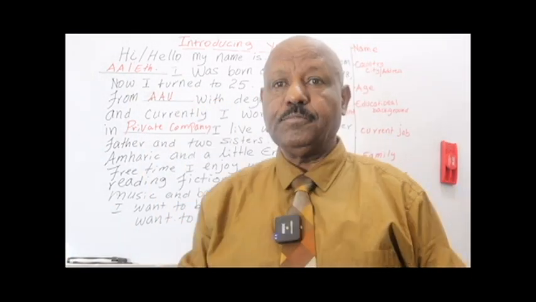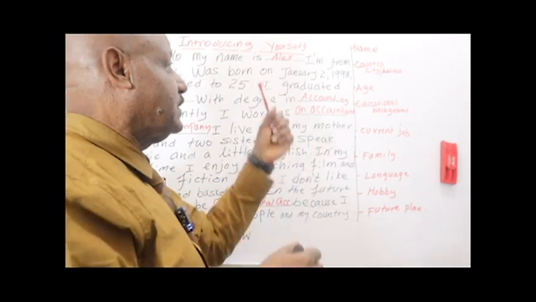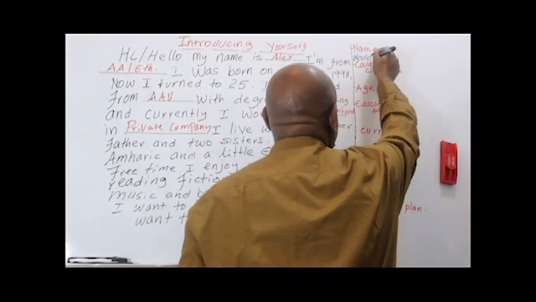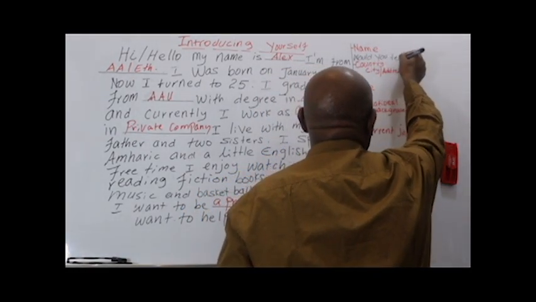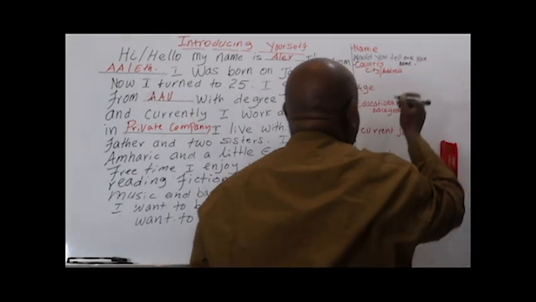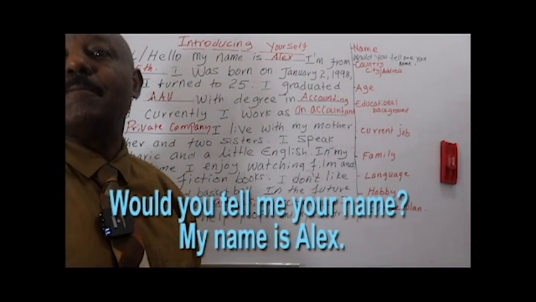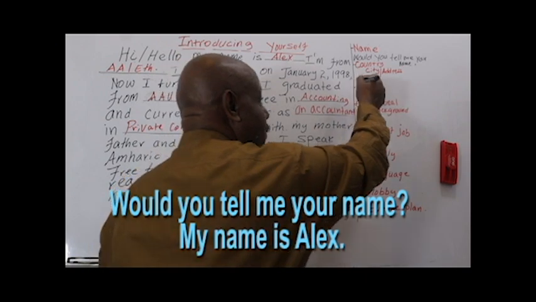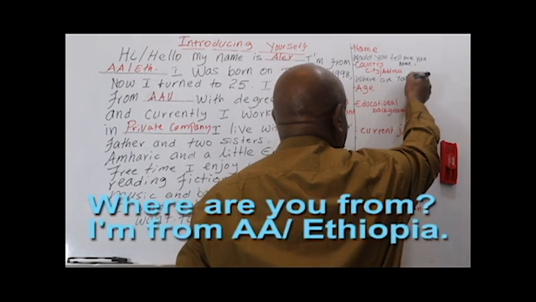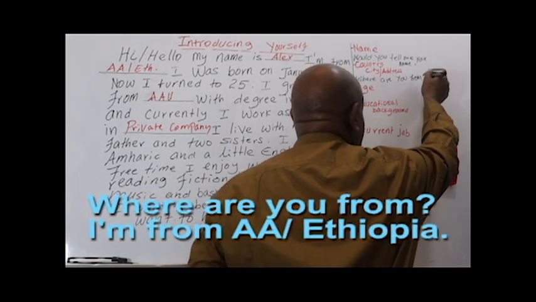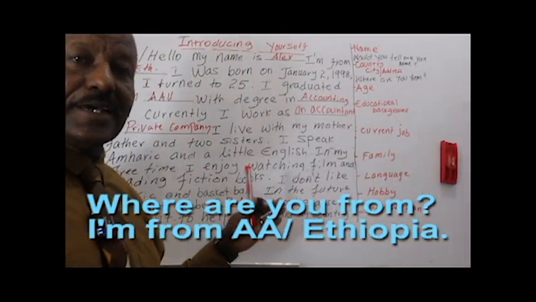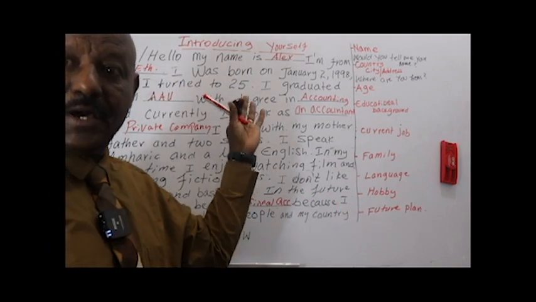So first he mentioned his name. My name is Alex. So you may be asked, would you tell me your name? You cannot say, would you tell me your name? He will say, my name is Alex. So where are you from? Where are you from? Okay, I'm from Addis Ababa, Ethiopia.